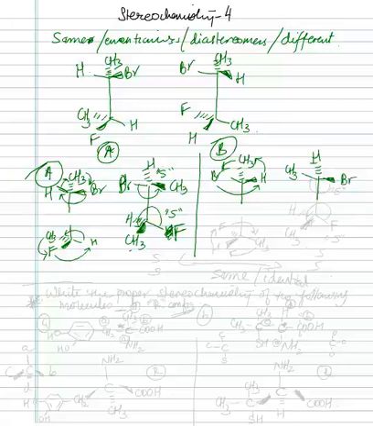So my highest priority group is bromine, and then what is in the plane over here, and then this. Okay, so again this becomes S. I will do the same thing for my bottom carbon. So hydrogen coming out, fluorine to the back, and then CH3 here.